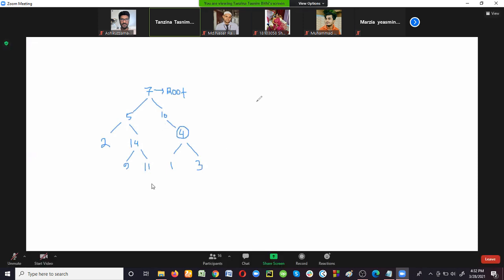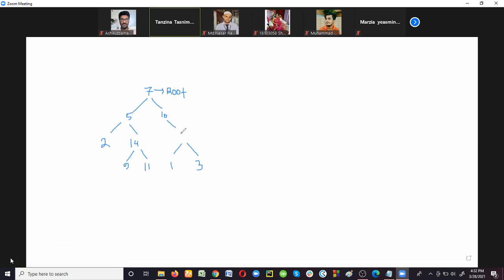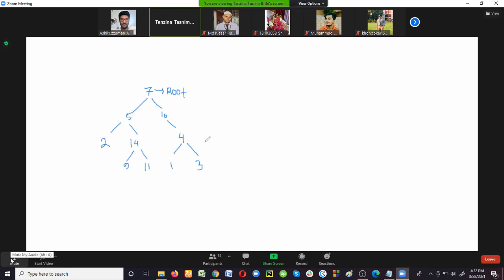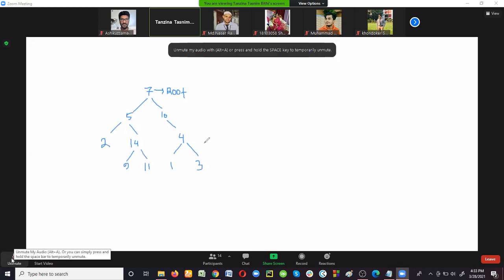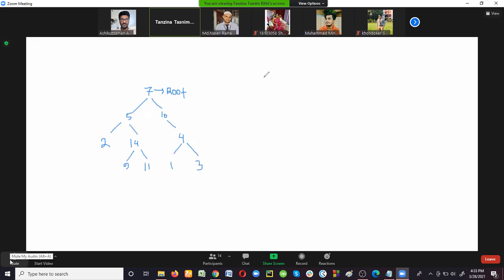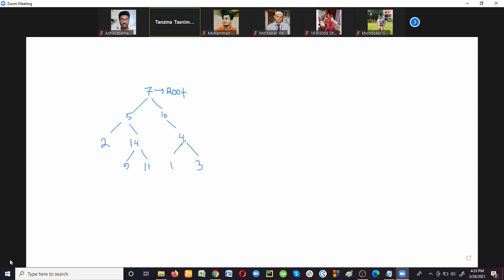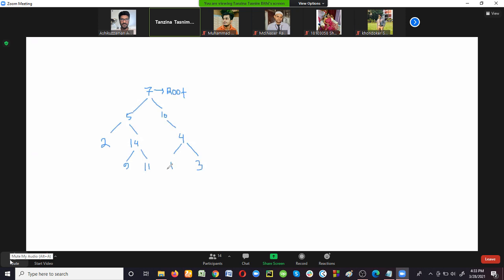What is the depth of the node 4? How can we calculate the depth of a node? What is depth? We discussed these things in the last class, isn't it? How to find the depth of a particular node? Is there anyone who can tell us the depth of the node 4? What is the process of calculating the depth?